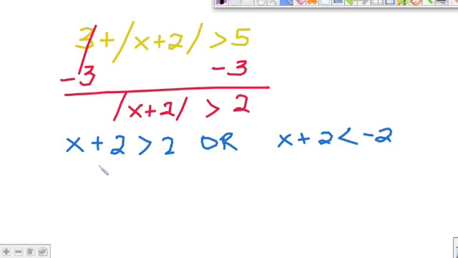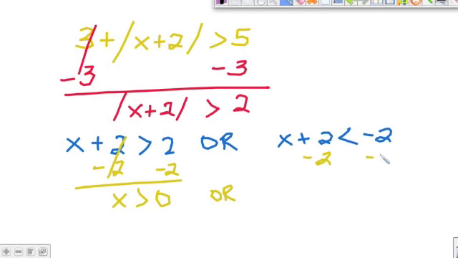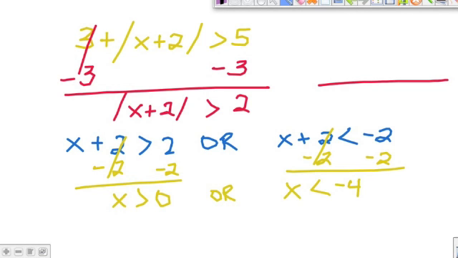All right, let's get the x by itself. We're going to subtract 2. And this is x is greater than 0, or, and you'll know it's or because when you graph it, they don't overlap. They go in two opposite directions. All right, so we get negative 4 there. So let's go ahead and graph this, and I'll show you what I mean.